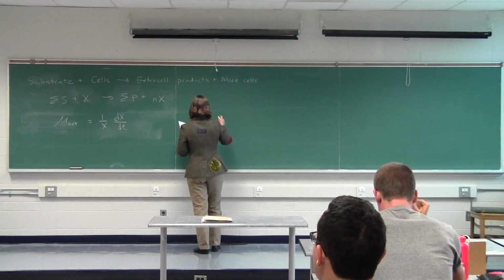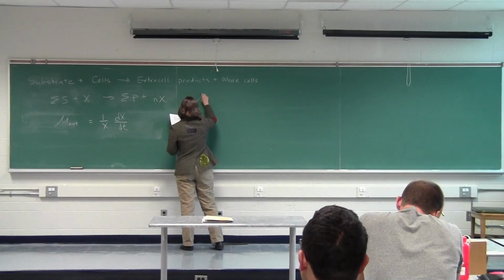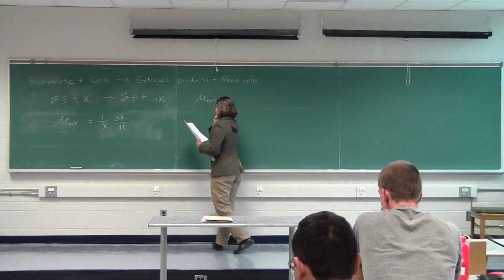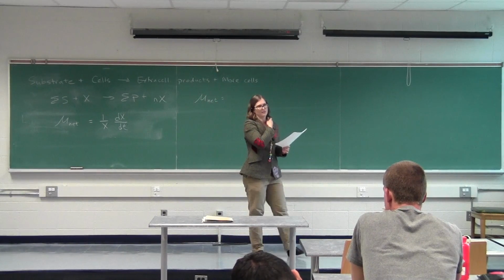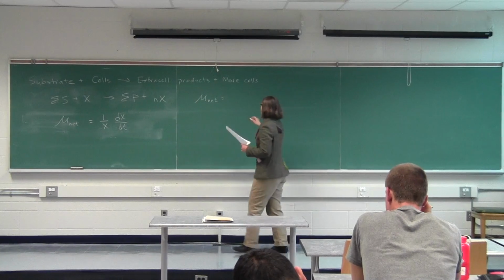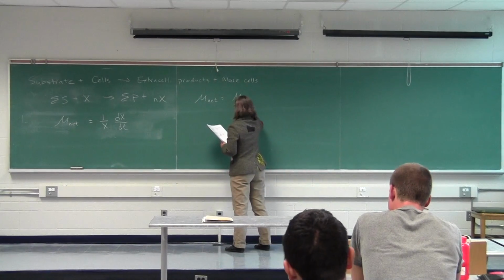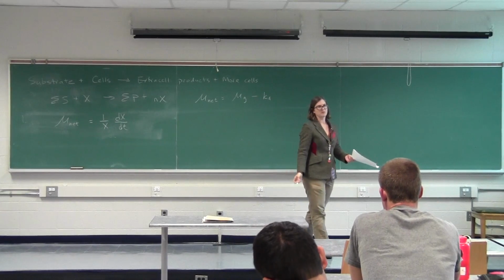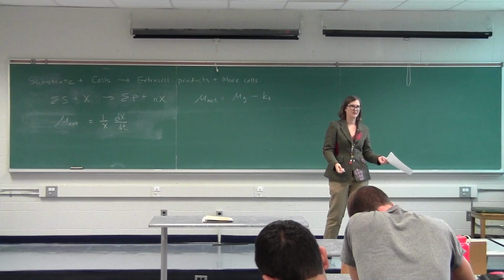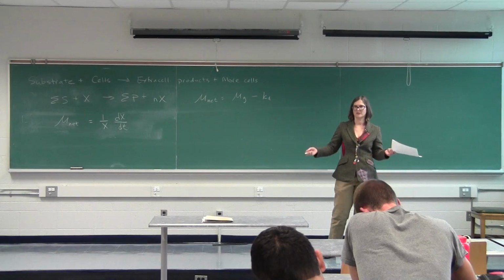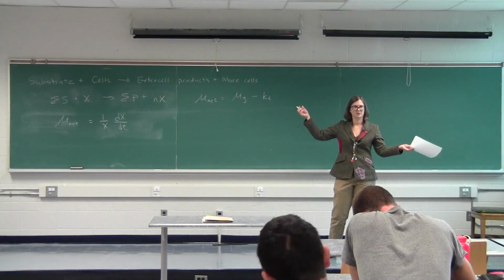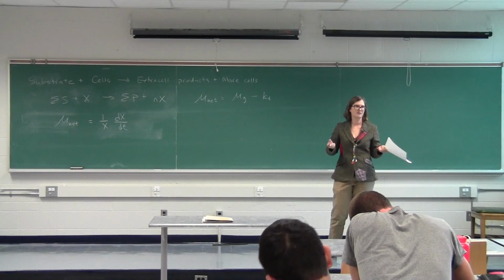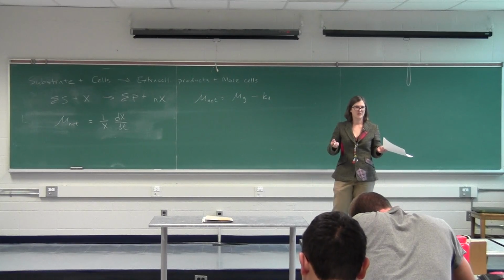So again, I said it was our net specific growth rate. And the net specific growth rate will depend on two things: our growth rate and our death rate, right? Because some cells are dying while other cells are growing, right? And in different parts of the cell growth curve, you're going to have a different proportion of cells that are dying and cells that are growing. Make sense?